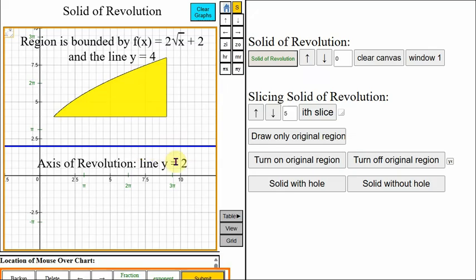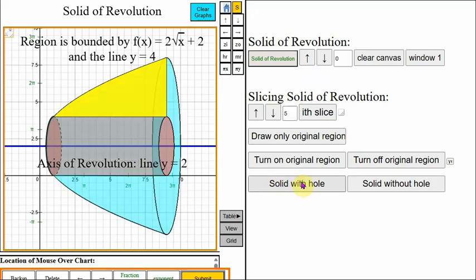And when we do that, this is what the solid of revolution would look like. It's a solid with a hole in the middle, and this hole is just a cylinder. This cylinder has a height of 8 and a radius of 2. So to find the volume of the solid with the hole, we can find the volume of the solid without the hole, and then subtract from that the volume of the hole, which is the volume of this cylinder right here.